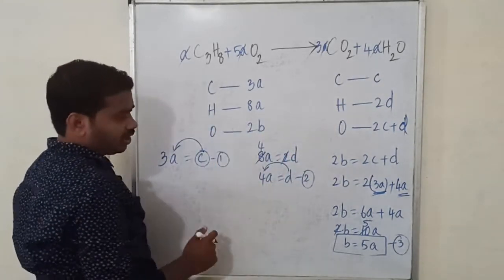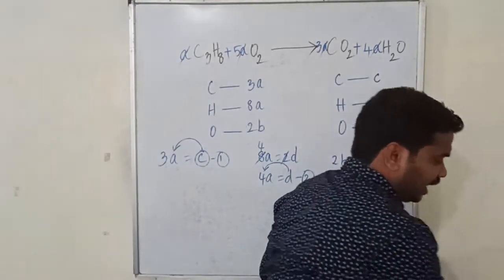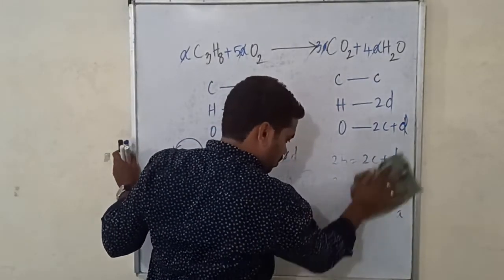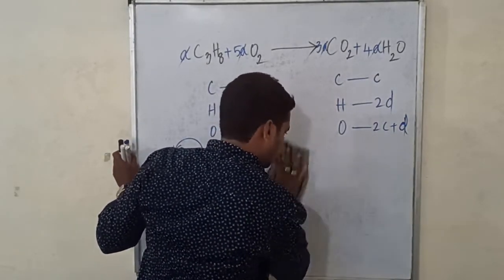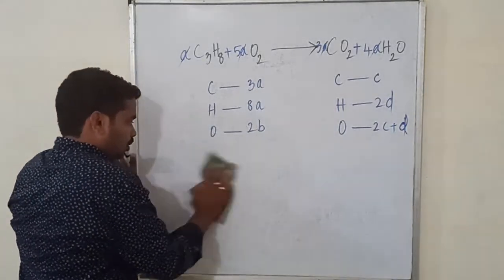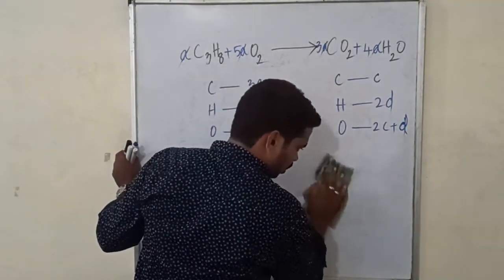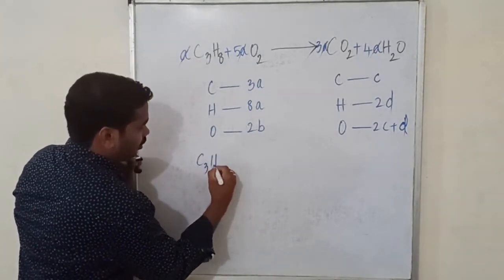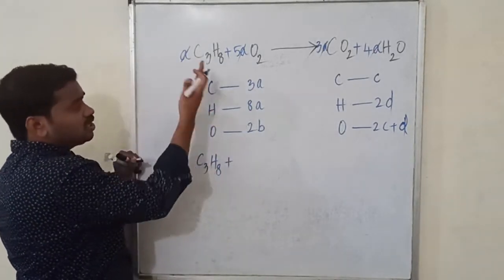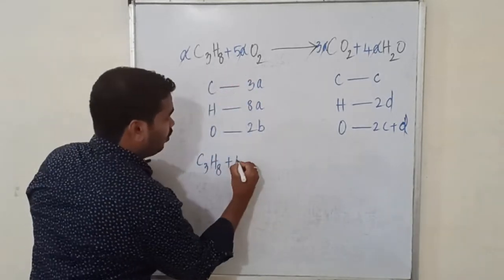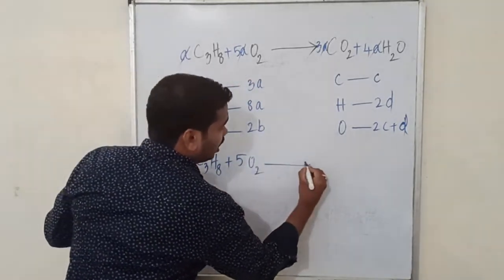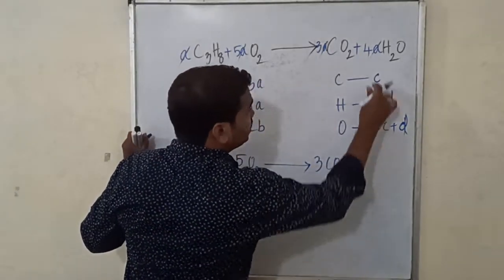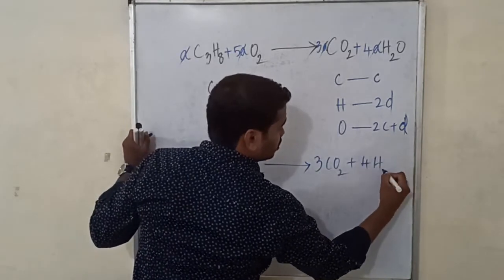Now you see, you can rewrite the equation. Now it will be a balanced equation. C3H8, if you observe, there is no coefficient over here. Plus 5O2 giving rise to 3 carbon dioxide molecules plus 4 water molecules.